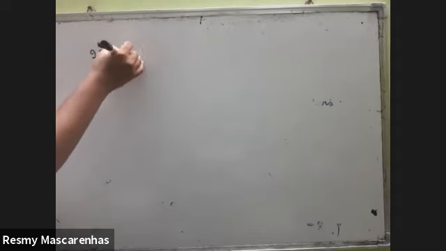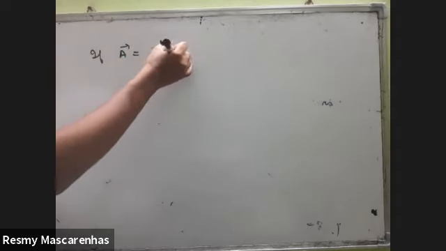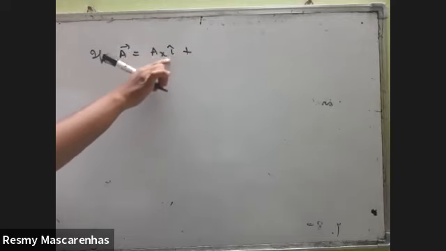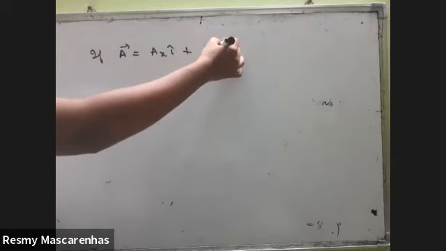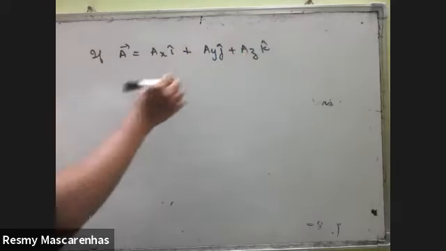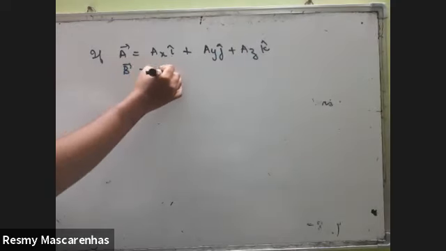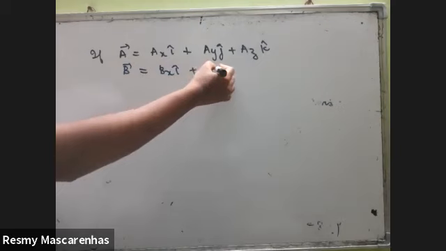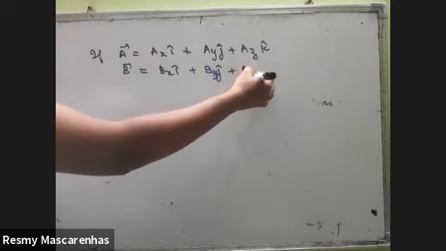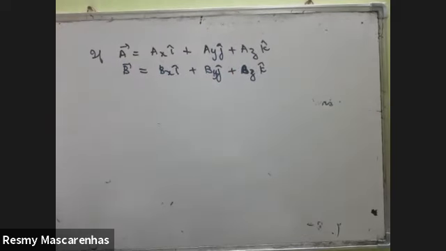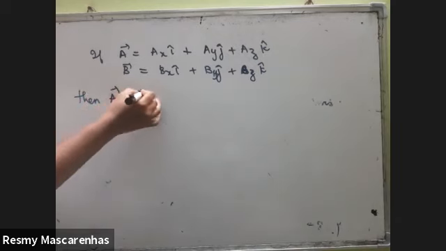if A bar is AX. Your teachers might be using different letters here. No issues. It can be X, Y, Z also. Only try to understand what is to be done. Then if I want to find A bar cross B bar, then it's a little complicated method. Don't worry, I'll explain how to solve.